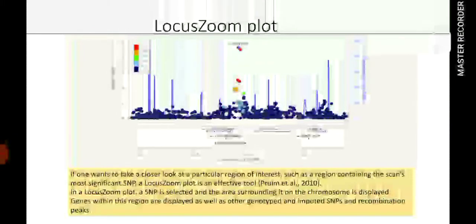The third result is the LocusZoom plot. In the Manhattan plot slide, it was not clear whether there was one SNP, two SNPs or three SNPs associated with the particular trait of interest. If we want a closer look at a particular region of interest, we prefer the LocusZoom plot. It will give you detailed information on how many SNPs are significantly associated with the trait of interest in a particular region, and on which chromosome number.